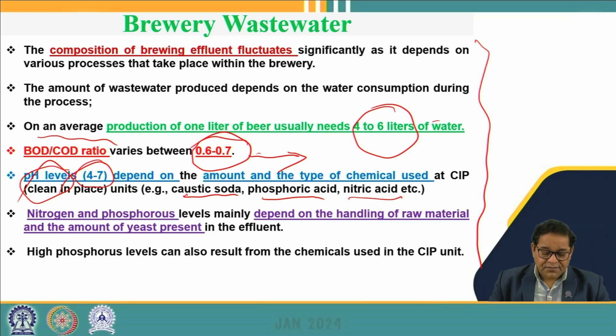And then also, if we see the nitrogen and phosphorus level, they mainly depend upon the handling of the raw material and the amount of yeast that is present in the treated effluent. So their concentration also varies. High phosphorus levels can also result from the type of phosphoric acid we are using for CIP operations. So there are a lot of variations, a lot of fluctuations that can be seen in the brewery wastewater, which are generated from different unit operations.